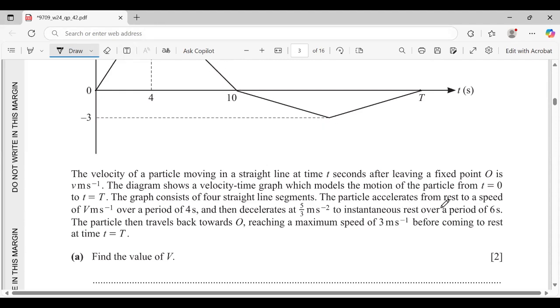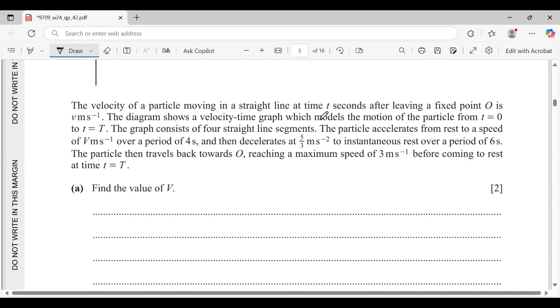The particle accelerates from rest to a speed of v meters per second over a period of 4 seconds and then decelerates at 5/3 meters per second squared to instantaneous rest over a period of 6 seconds. The particle then travels back towards O, reaching a maximum speed of 3 meters per second before coming to rest at time t equals T. Find the value of v.